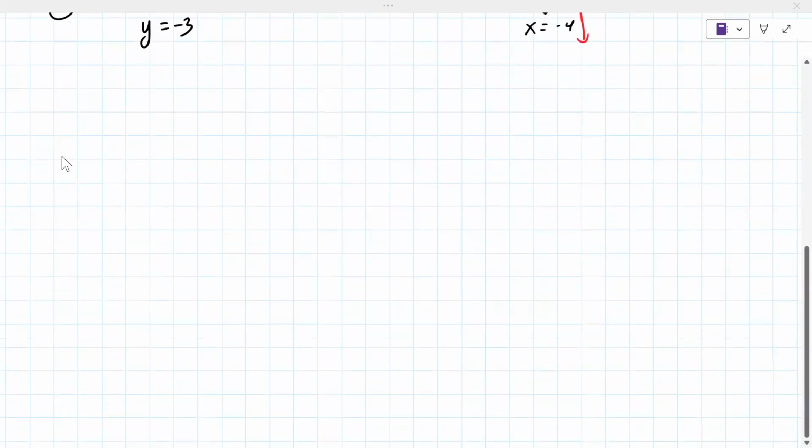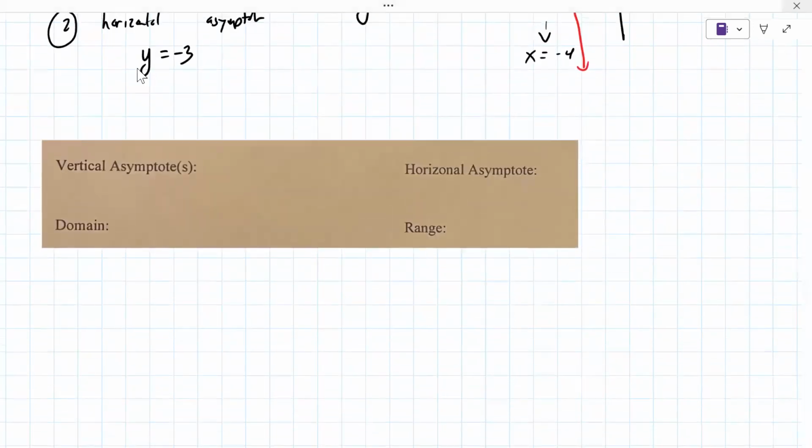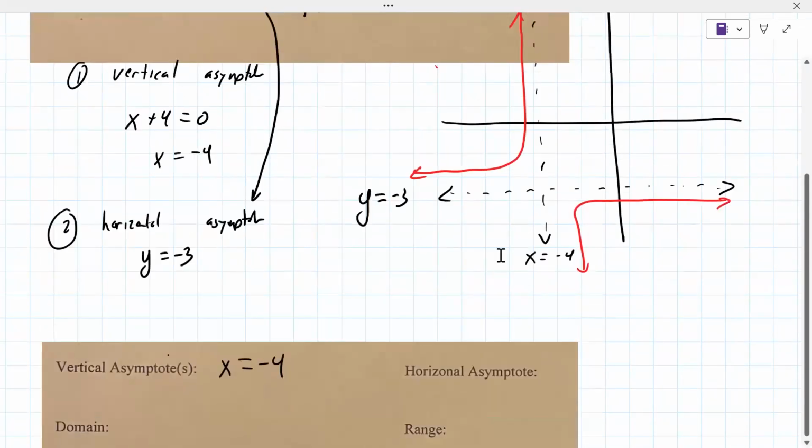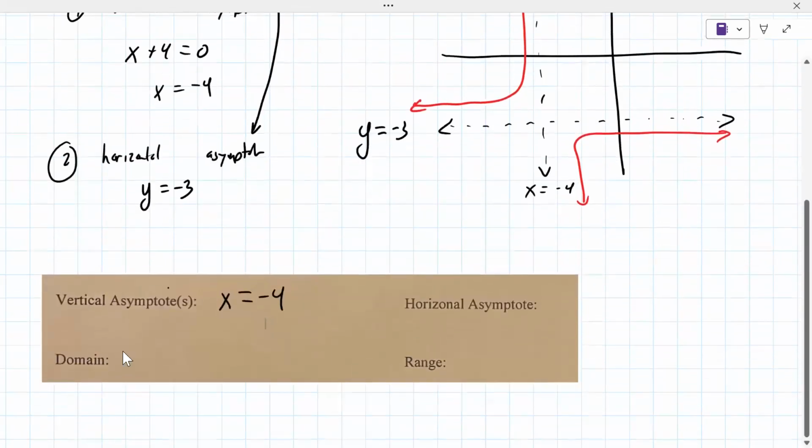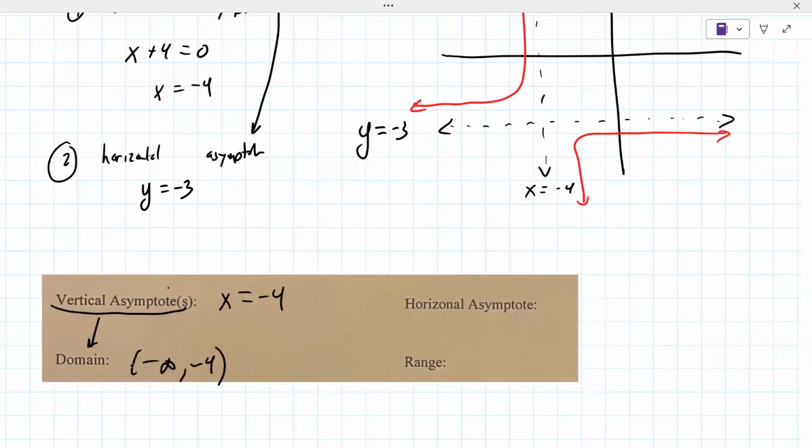The next stuff on the list here, domain and range, comes from the vertical asymptote. So we said that x equals -4 is the vertical asymptote. That's the break point in the graph. Like it's fine left of it, it's fine right of it. It's this break point for the domain. The vertical asymptote leads to the domain, -infinity to -4, union -4 to infinity.